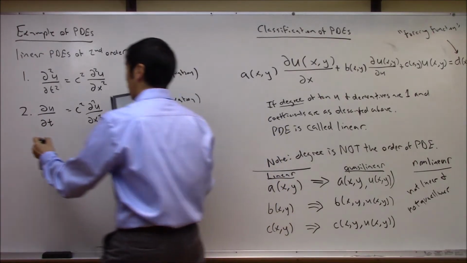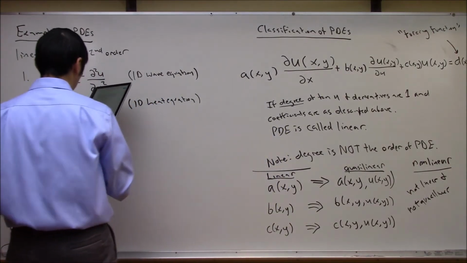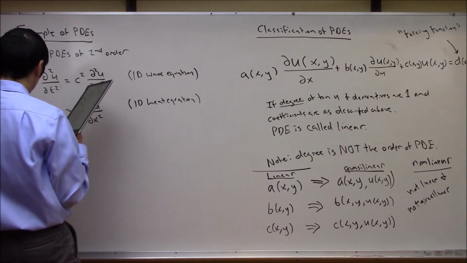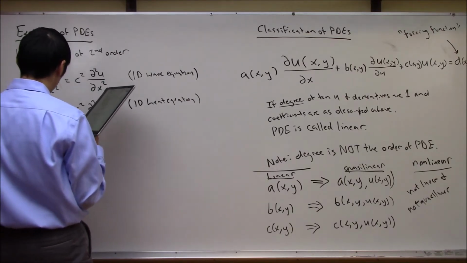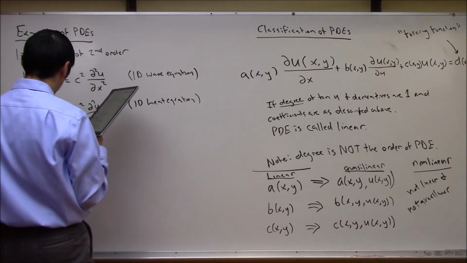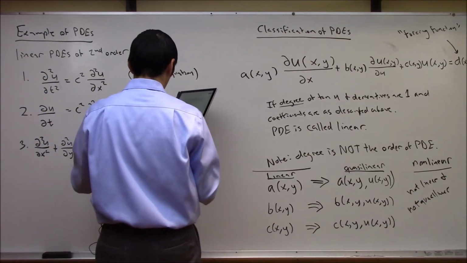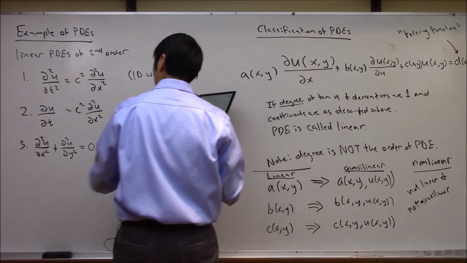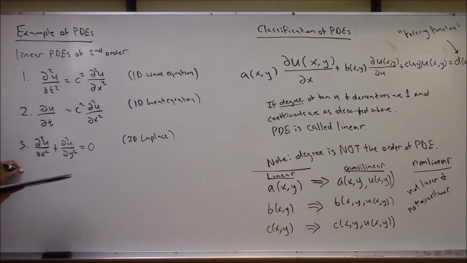How about number 3? This is the two-dimensional Laplace equation. You might have something like partial squared u with respect to x squared plus partial squared u with respect to y squared is 0. So this is the 2D Laplace. Another example, number 4: the two-dimensional Poisson, which is basically the two-dimensional Laplace with a non-zero forcing function.